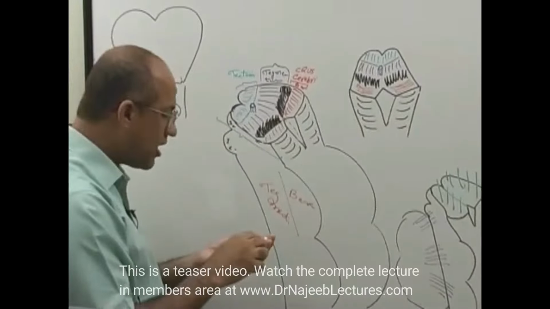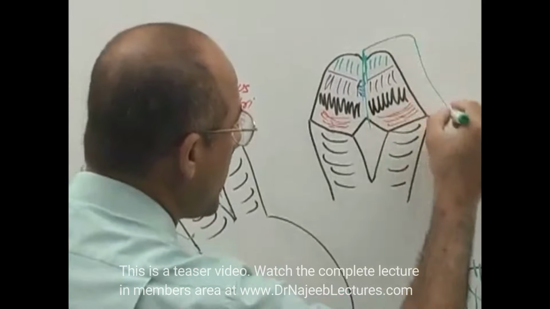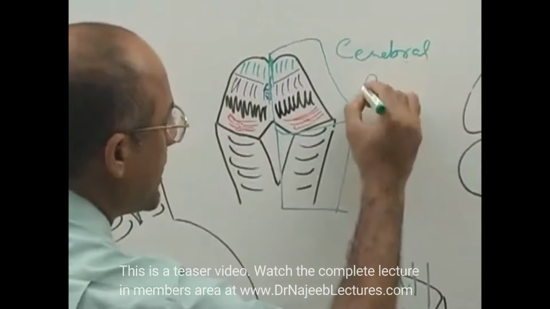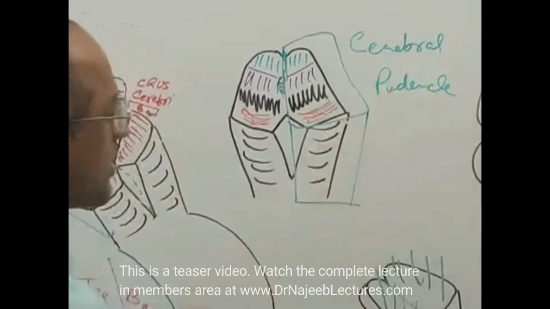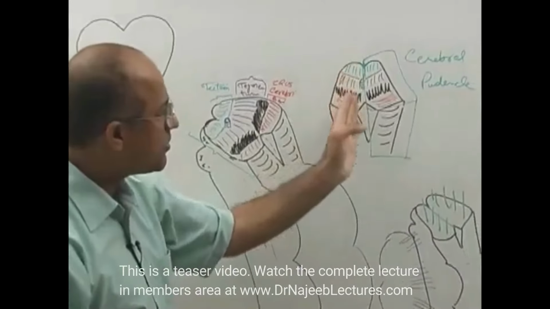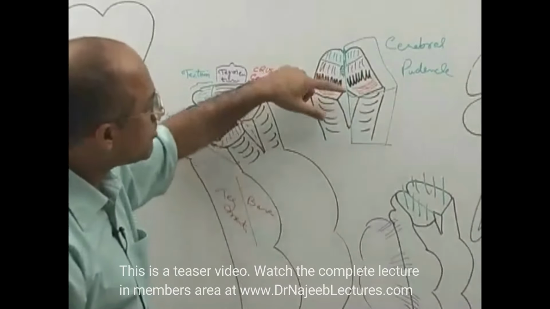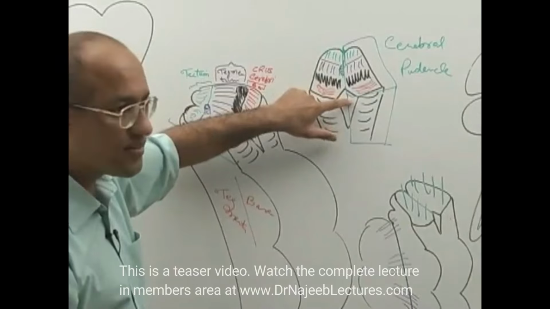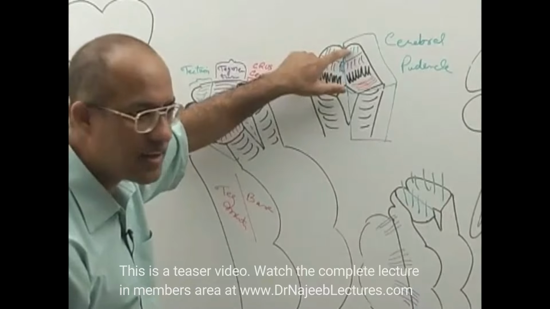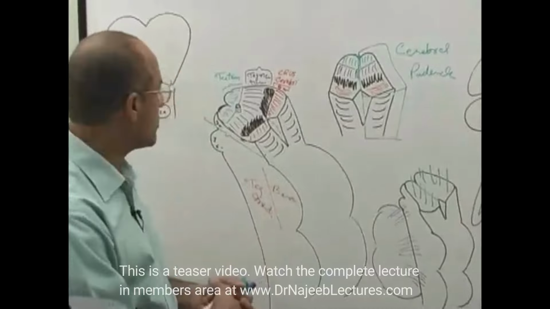Right. Now, all of it, this half up to this, what is it? Cerebral peduncle. So the right half of the midbrain is the right cerebral peduncle, and the left half of the midbrain is the left cerebral peduncle, and the cerebral peduncle consists of crus cerebri or the base of the midbrain, then there is tegmentum, and then there is tectum. Any confusion in these terms? There is no confusion. That's good.